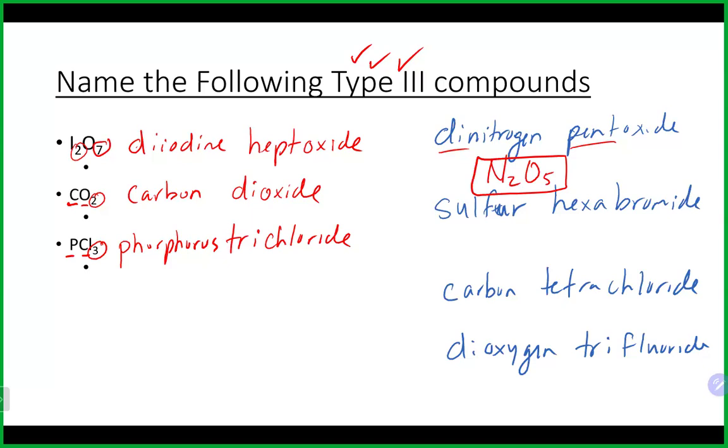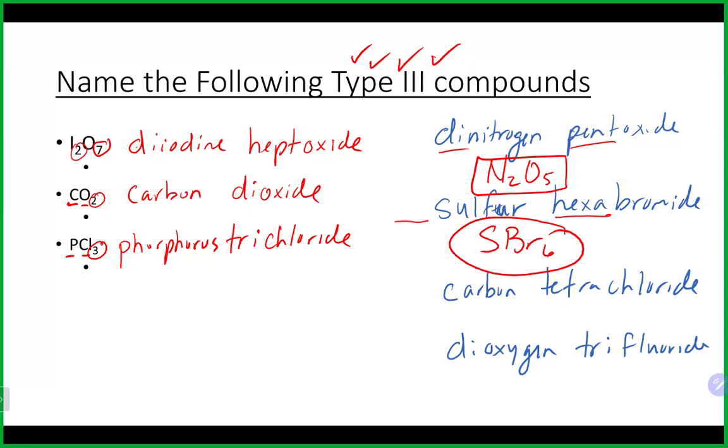Next one, I see sulfur, although I do not see a prefix here. I definitely see a prefix here, and the only place prefixes can happen is in this situation with type 3. So when I do not see a prefix on the first one, I know how many do I have? 1, right? Because we don't use mono on the first name. So that's just going to be an S. And hexa is 6, and bromide is Br, and a 6. Yeah, so that would be right there.